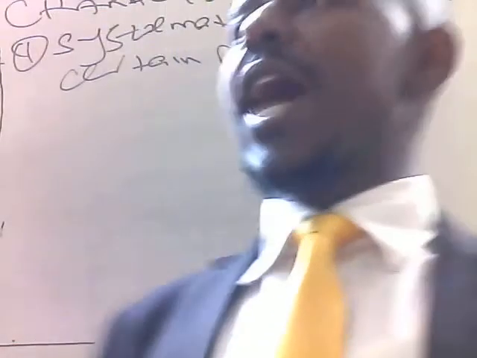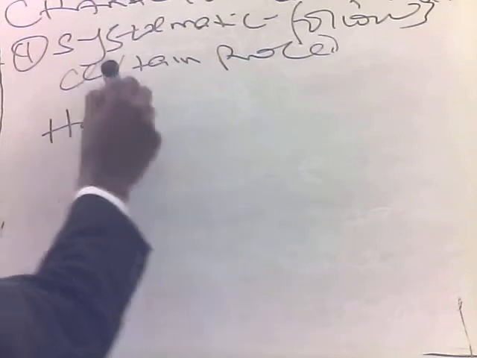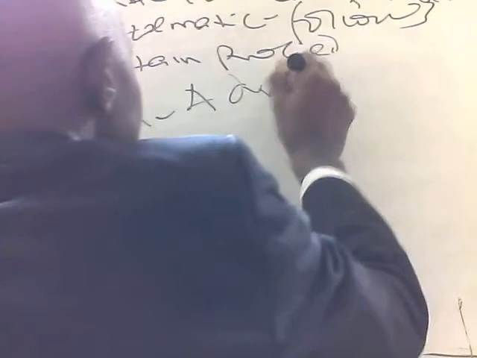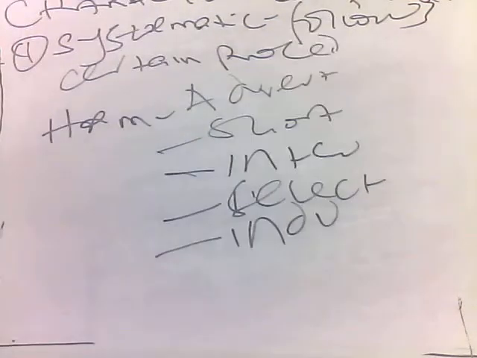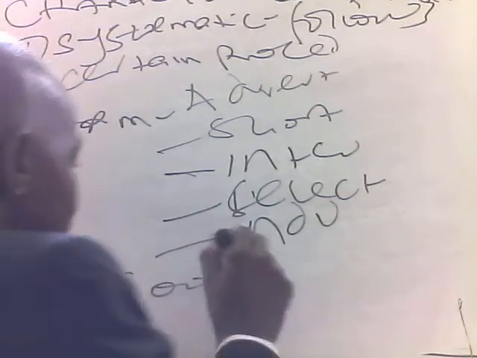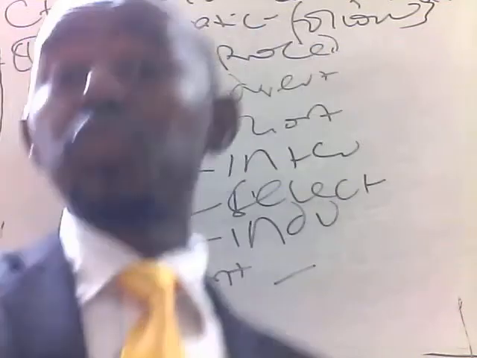For instance, look at human resource management. For you to employ somebody, you have to put an advert, shortlist, interview, invite, select, induction. This is a process. It is systematic. When you talk about accounting, it is a process. When you talk about procurement, it is a process. It is something that is systematic.